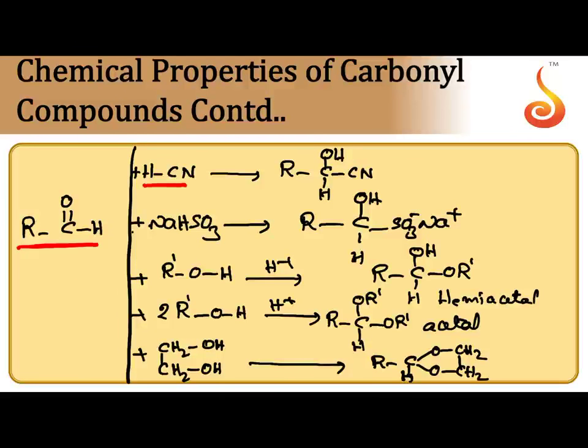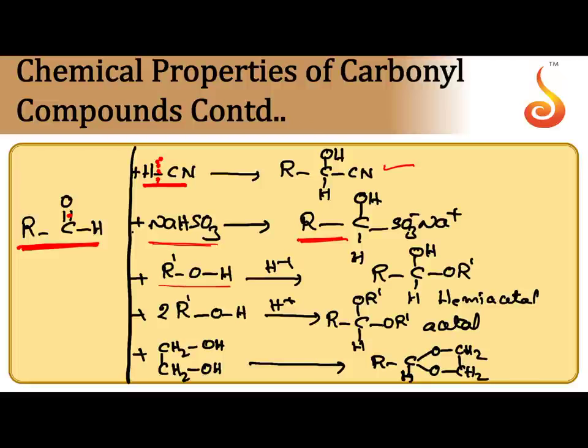When it is added to HCN, H goes to O and CN minus attacks at the electrophilic carbon. We can get cyanohydrin. When CN and OH are both on the same carbon, the compound is commonly called cyanohydrin. With sodium bisulfite, we can get aldehyde sodium bisulfite if you take aldehyde. If you take ketone, ketone sodium bisulfite.